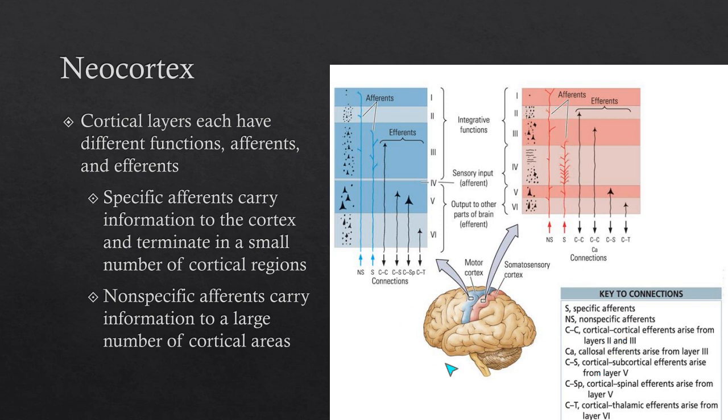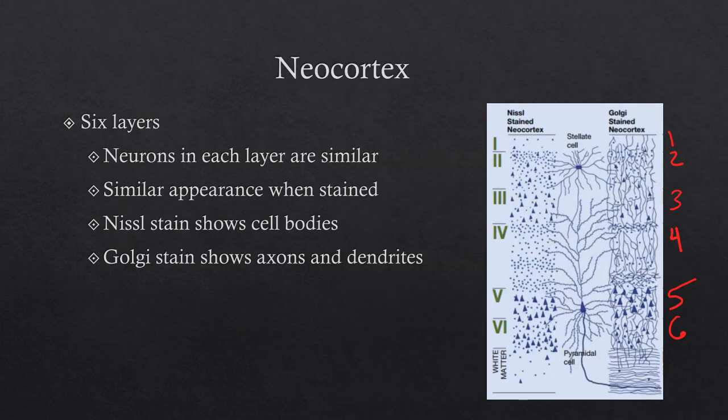And then we've also got some other labels on here: the cortico-cortical afferents, cortical to subcortical, cortical to spinal, cortical to thalamic. I'm going to discuss these connections to each of the layers with words instead of using this figure. So we'll get to what the projections for each of these layers look like in a minute.